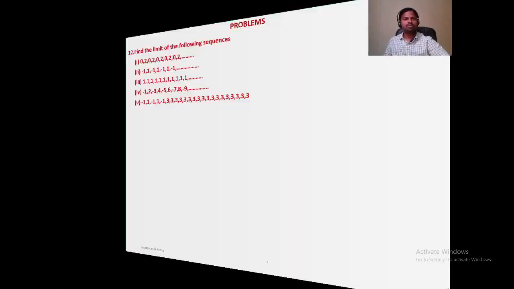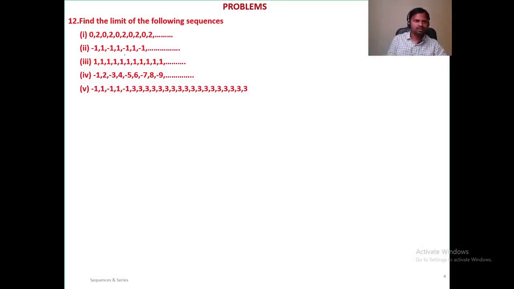Next, continuation, problem number 12. Somewhat logical, so look carefully. Solution. First one, look here. The sequence: the first term is 0, second term is 2, third term is 0, fourth term is 2, fifth term 0, sixth term 2, like that: 0 2 0 2 0 2.